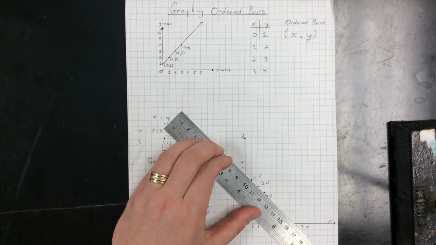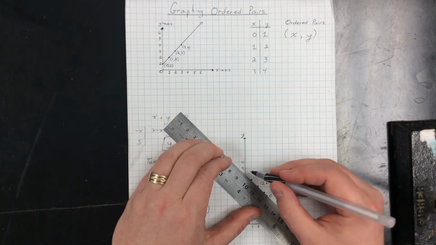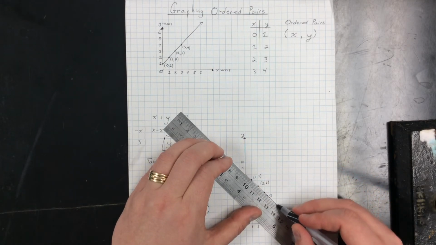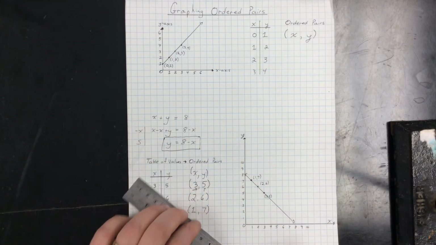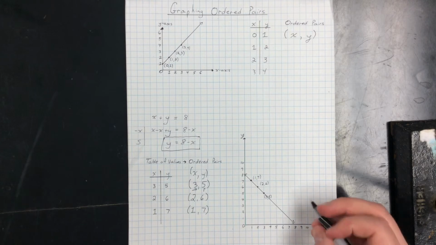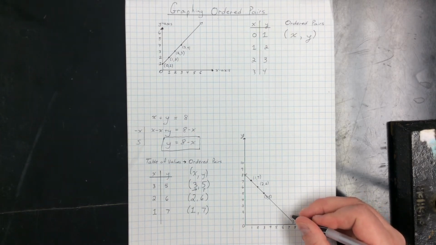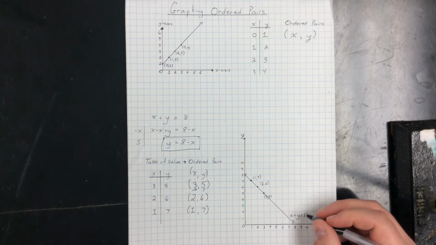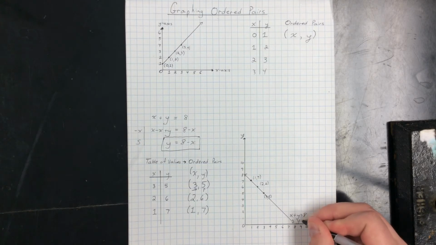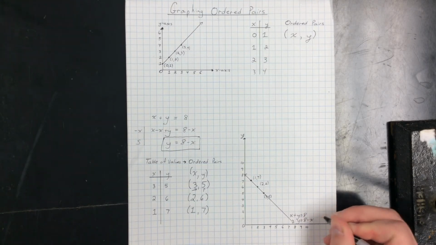If we put a ruler on, we start to see this line forming, which actually will carry on in both directions. And because we know the equation name, we can name this. We can say this line's name is x plus y is equal to 8. Or if we wanted to use the other format, we could have said y is equal to 8 subtract x.